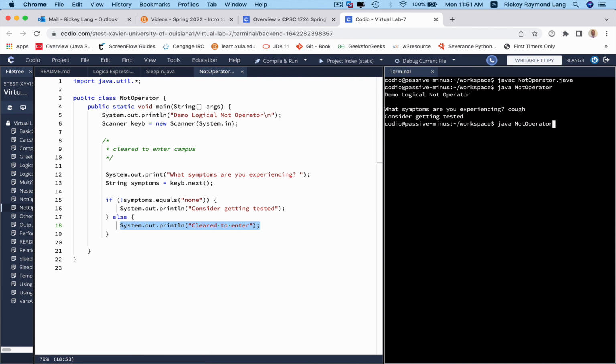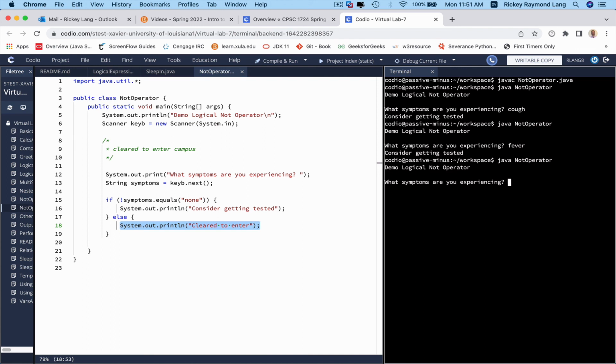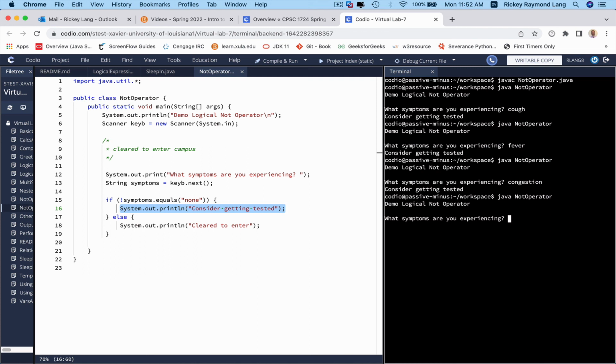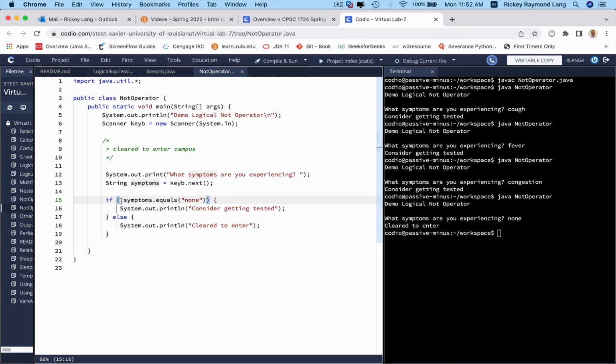Cough. This catches anything that I might put besides the word none. Fever. Consider getting tested. Congestion. Consider getting tested. So if it's not equal to none, the true branch gets executed. The only thing that's going to get us cleared to enter here is if I put none. Cleared to enter. So that's the not operator.